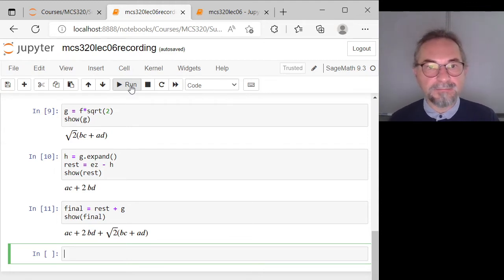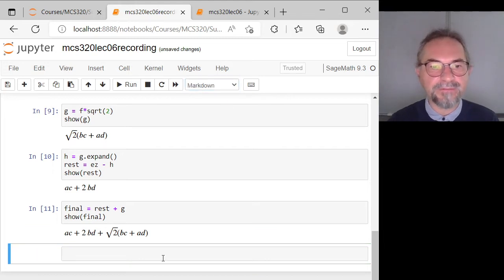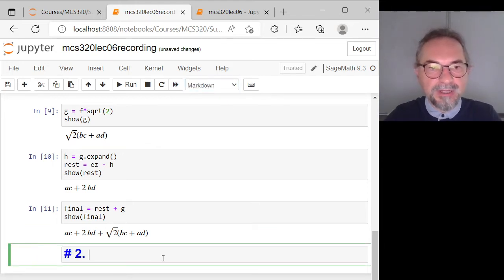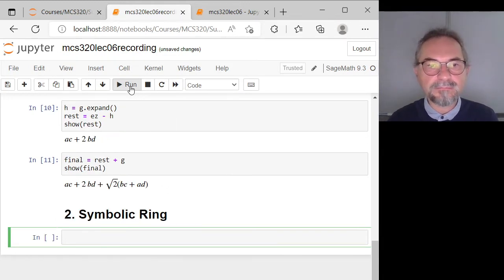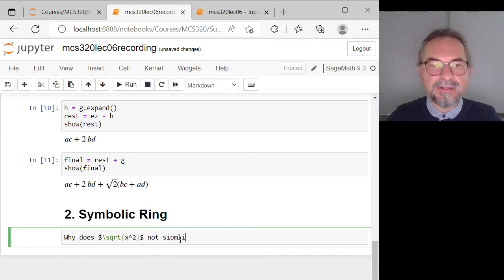Okay, that was the first part. We're almost halfway through this lecture, very good. So let me now illustrate the symbolic ring. Let me explain the question that you might have already had: why does the square root of x squared not simplify automatically?